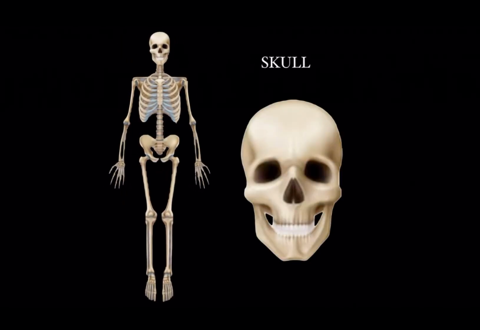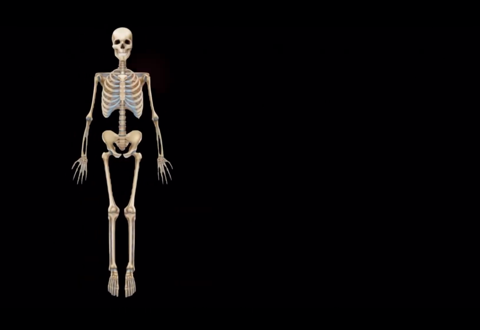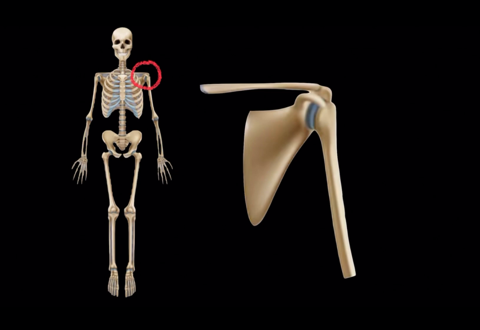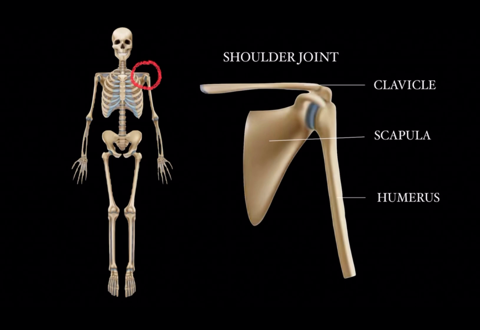The skull. The skull forms the protective cavity of the brain. Let's see the bones that constitute the shoulder joint. The clavicle, which is also called the collarbone. The scapula, also known as the shoulder blade. It is the bone that connects the clavicle to the humerus. It's a triangular bone. The humerus. The humerus is the bone that forms the upper arm and joins it to the shoulder and forearm. These bones together form the shoulder joint.